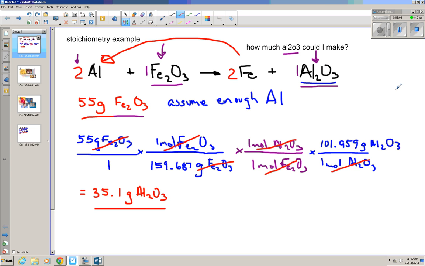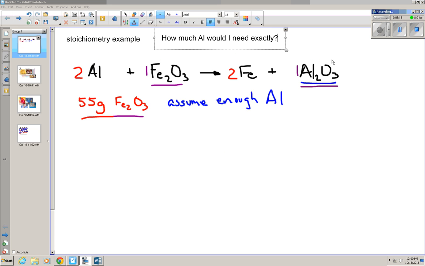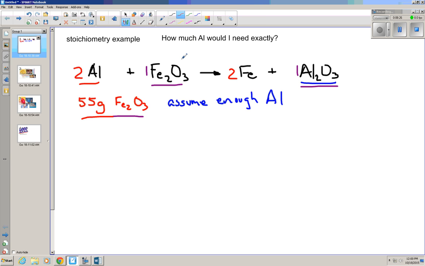All right, so does everyone get the question? Let me write the question again. So the question I want to ask now is how much aluminum would I need exactly for this reaction to take place? So if I had 55 grams of iron oxide, how much aluminum would I need to plug in there? So I'd have nothing left on this side. All of my reactants would be completely consumed in the chemical reaction.